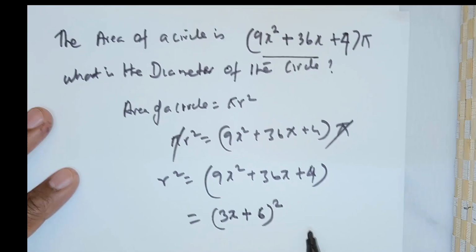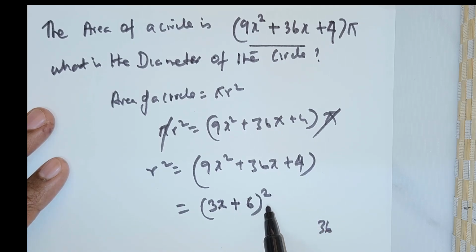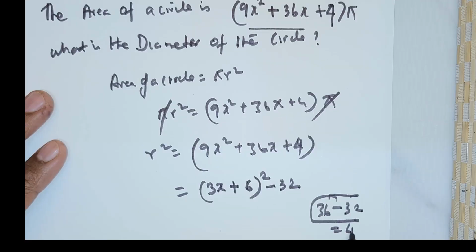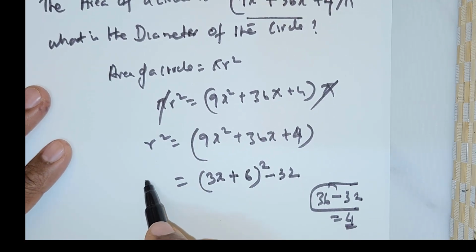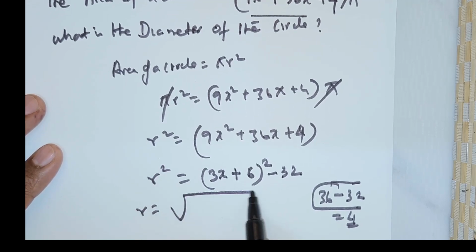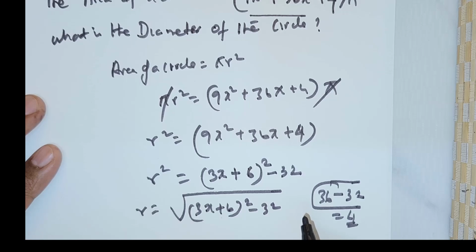But when I square it, I am getting 36, but I need a positive 4 there, so I'm going to remove 32. So from 36 I'm taking away 32, giving me 4. So this is my r². So r is equal to the square root of (3x + 6)² − 32.